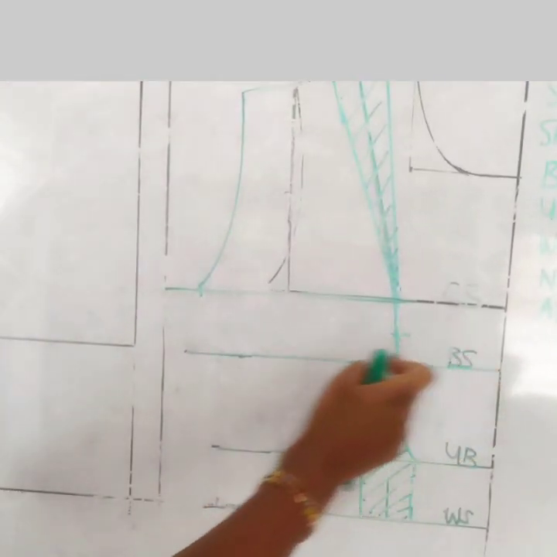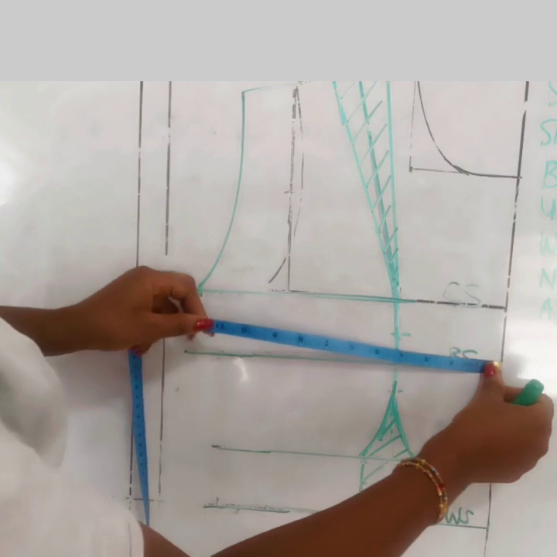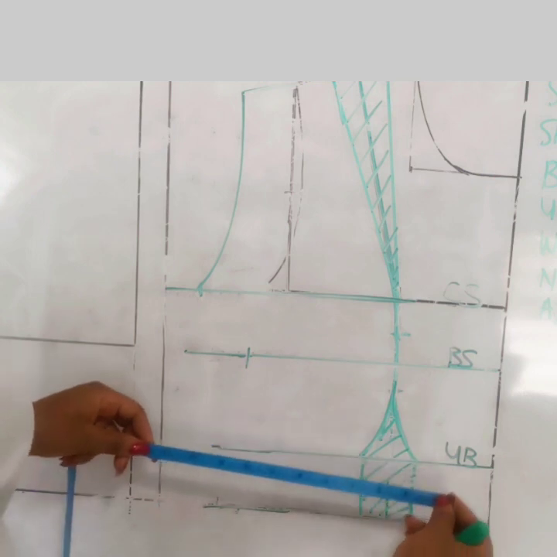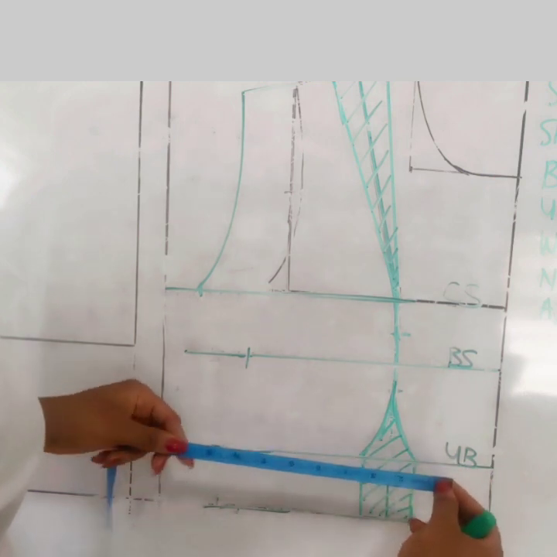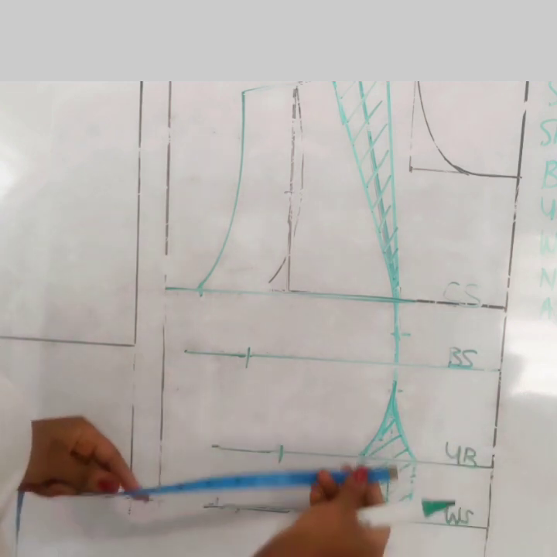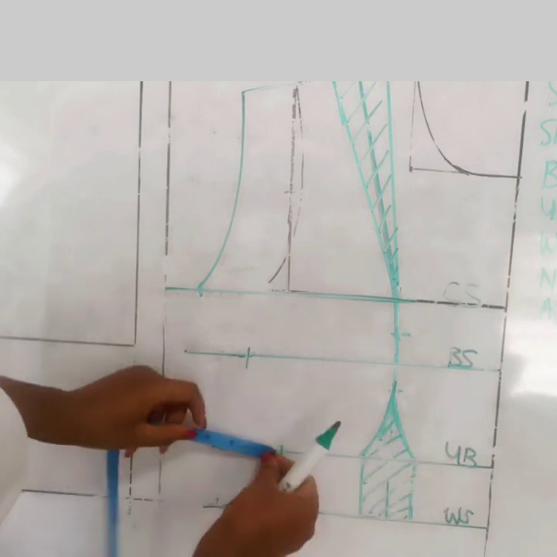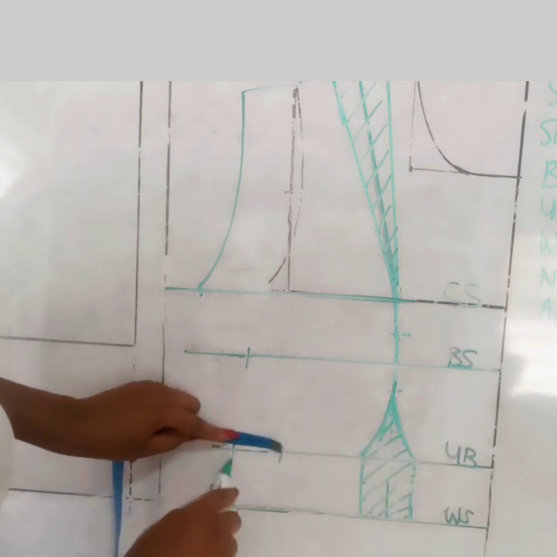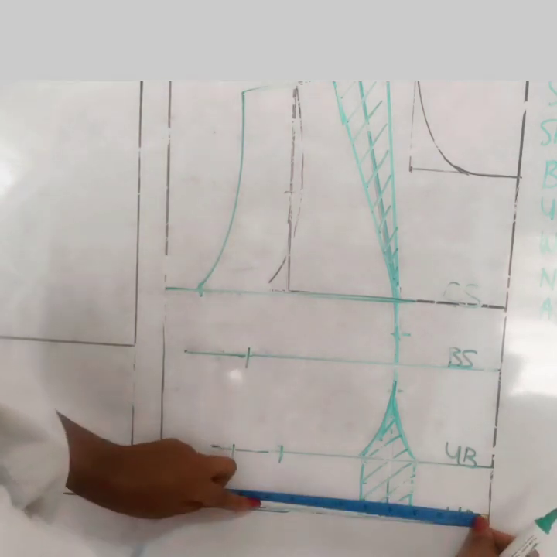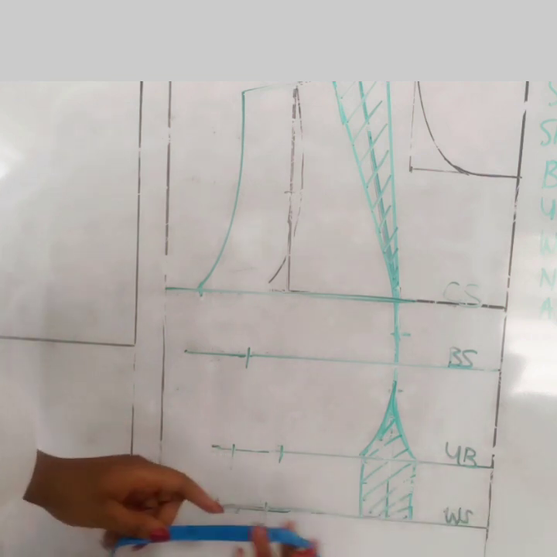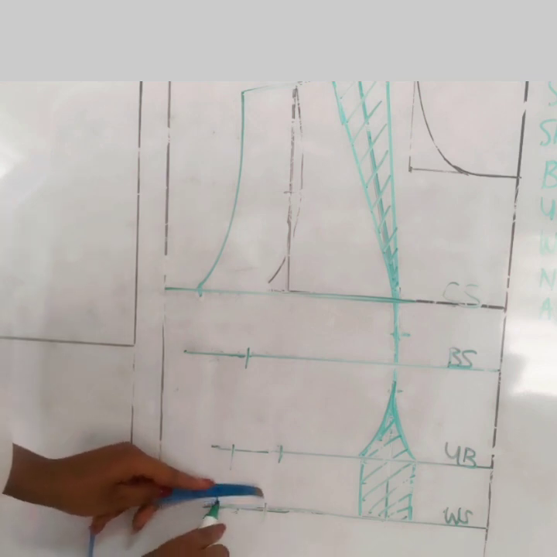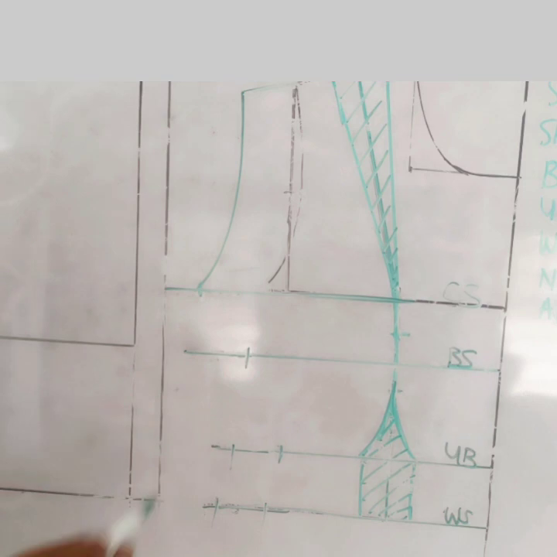I'll take my bust circumference on the bust line, bust circumference divided by 4. And then the under bust circumference divided by 4. I'll replace these 2 inches. And then on the waistline, the waist circumference divided by 4. I'll also replace these 2 inches. And then I just connect that.